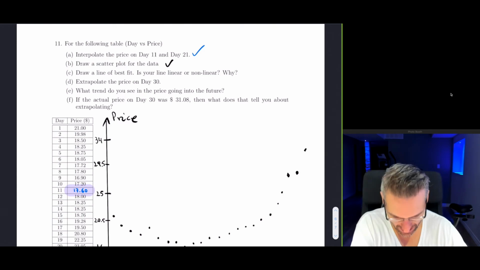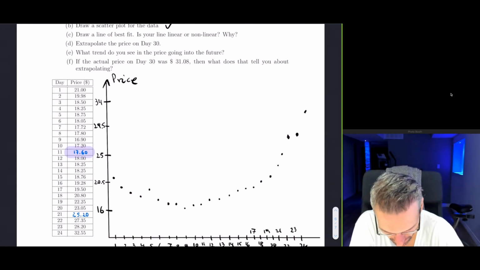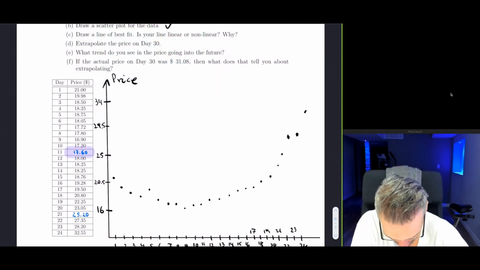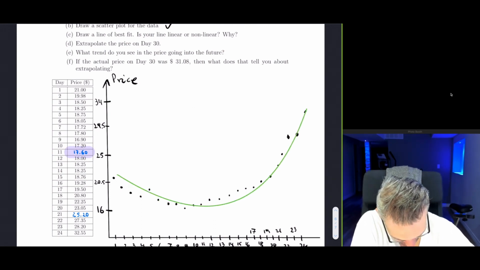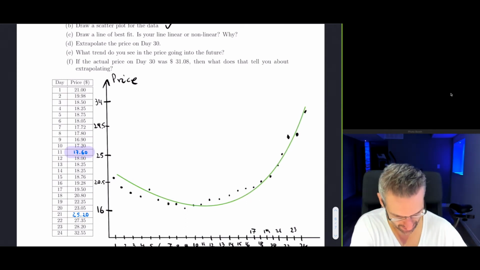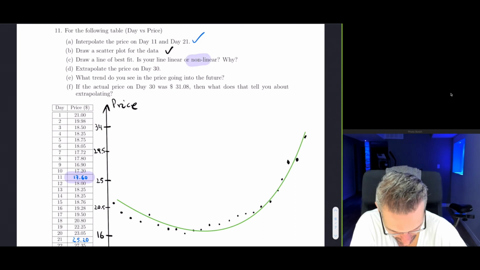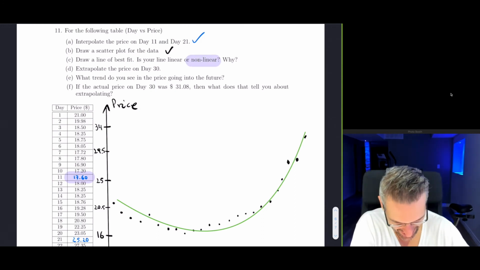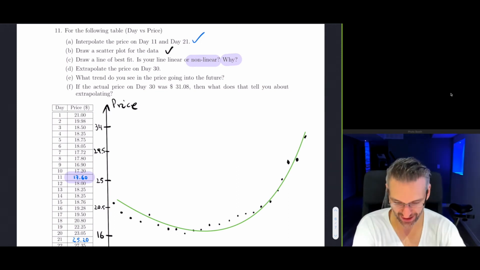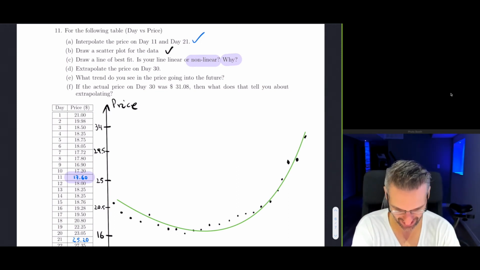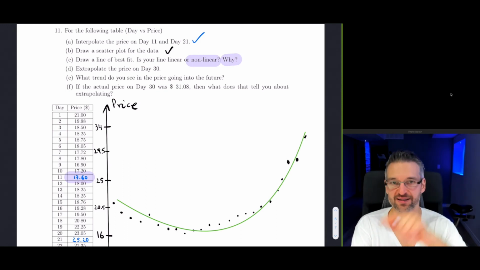Draw a line of best fit. Well, this definitely looks like a weird line here. So it's going to be probably something like that. All right, in terms of best fit, probably something like this. Now is your line linear or non-linear? Well, definitely non-linear. In this case, it's not a line. So that's the reason why. That would have been answering part C. So this is non-linear because it's not a straight line.